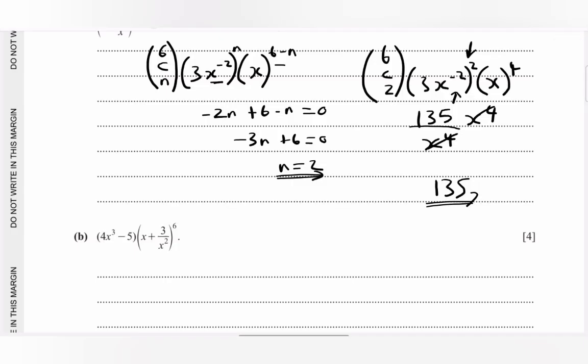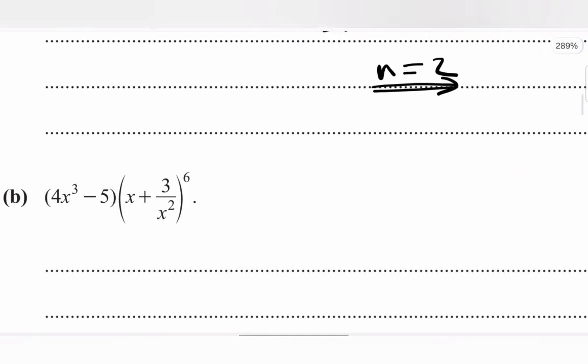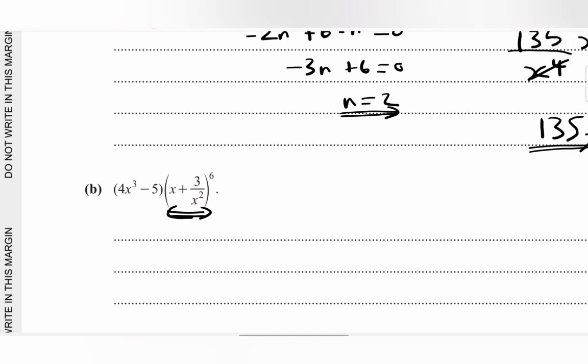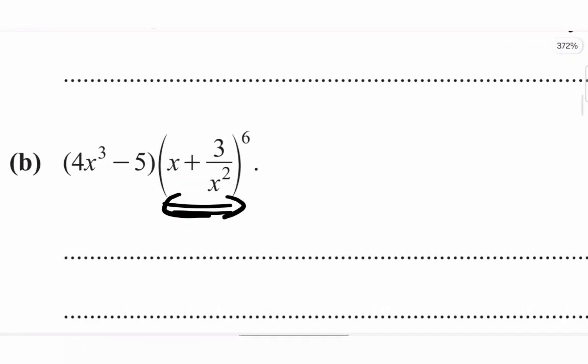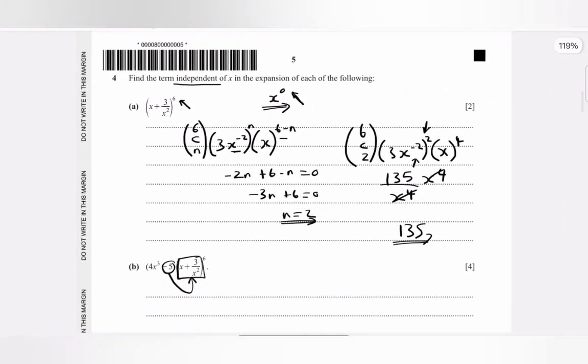And for this one, to get a term independent of x, we consider the expansion of this. So for us to get a term independent of x, or a term without x, this is to multiply a term in x to the power minus 3, so that it's x to the power 3 cancels out with this one to get a term independent of x, and minus 5 has to be multiplied by the term independent of x for this part, which we got from part A there.